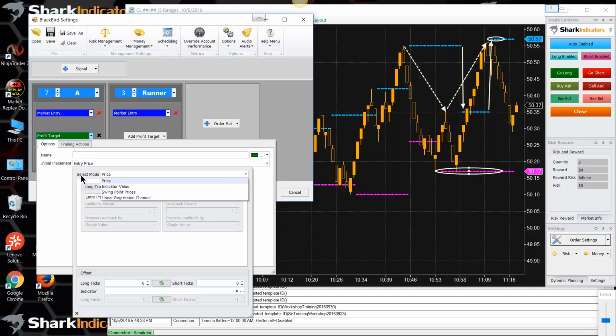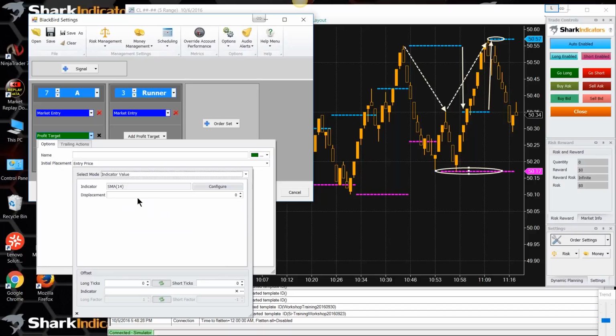So you can see right here, here's our options. For our select mode, we have a couple of different modes. You could use price, an indicator value, you could use swing points, or you could even use a linear regression channel, right? The linear regression channel is a pretty unique indicator unto itself. So let's just put an indicator value. And here's a moving average.